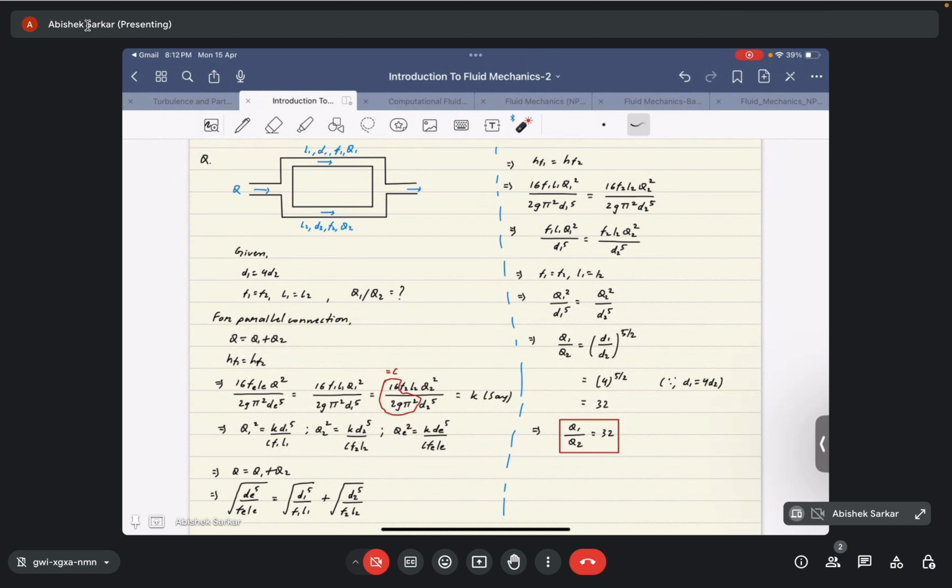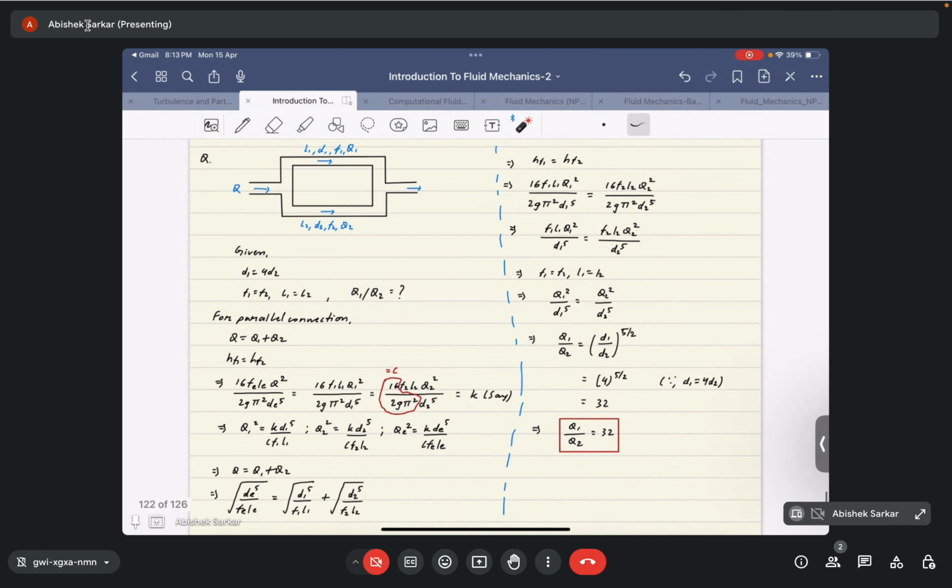Then we will have 16 F1 L1 Q1 square by 2G pi square D1 to the power 5 equal to 16 F2 L2 Q2 square divided by 2G pi square D2 to the power 5. Then we can cancel out the constant terms to get F1 L1 Q1 square by D1 to the power 5 equal to F2 L2 Q2 square by D2 to the power 5. Now since we already know that F1 is equal to F2 and L1 is equal to L2, we can write Q1 square by D1 to the power 5 equal to Q2 square by D2 to the power 5.